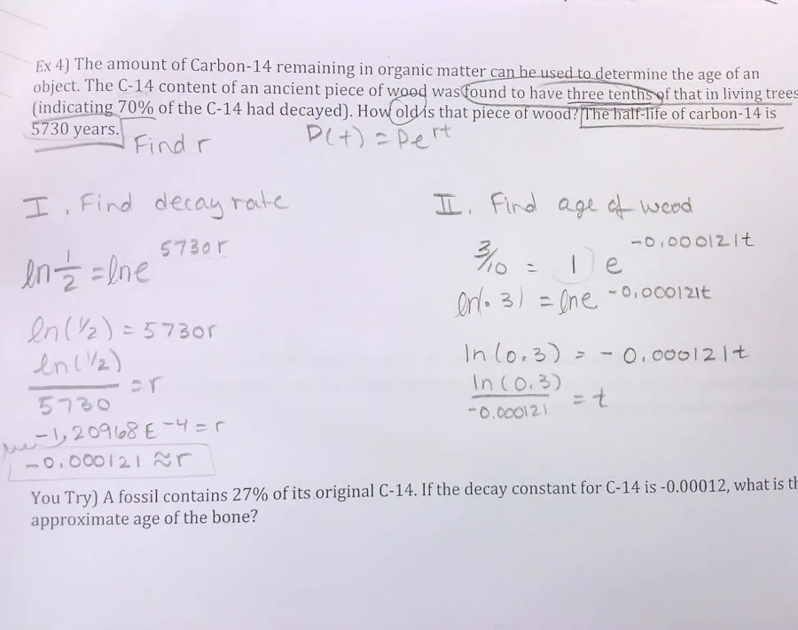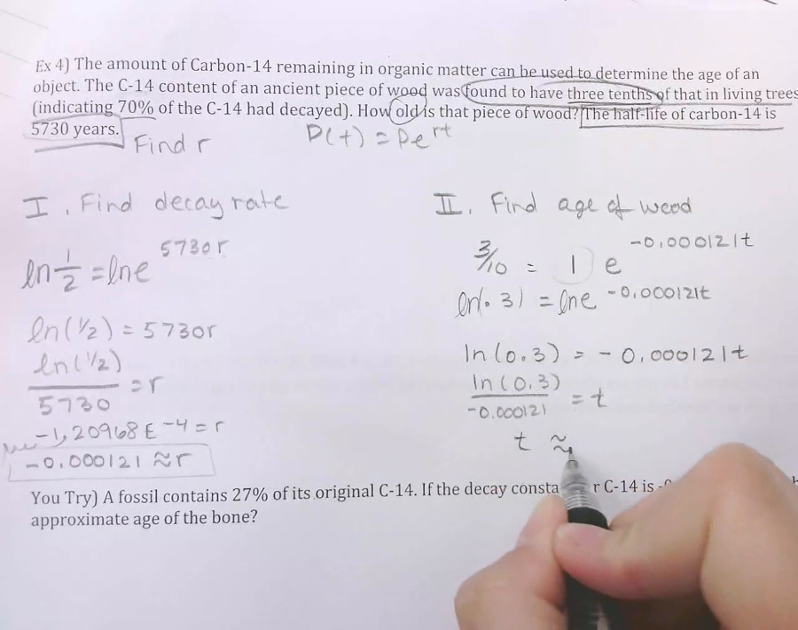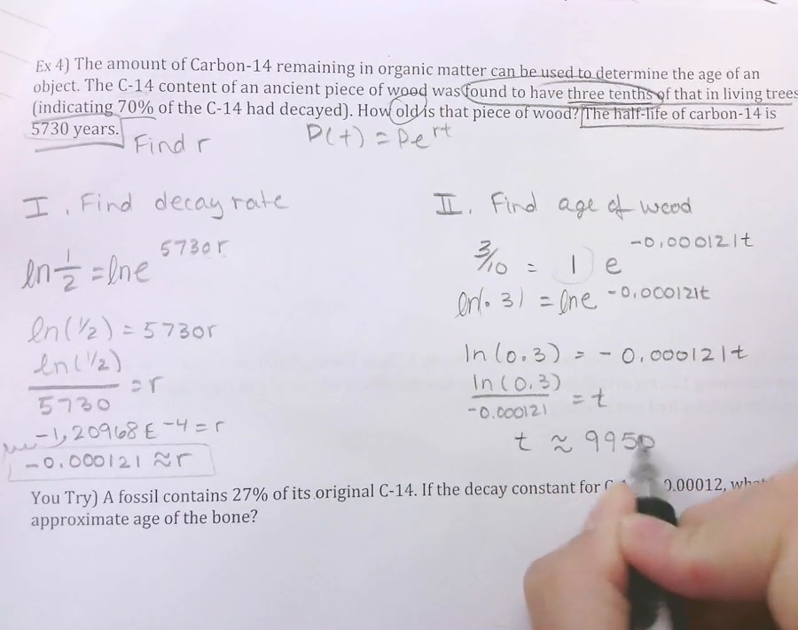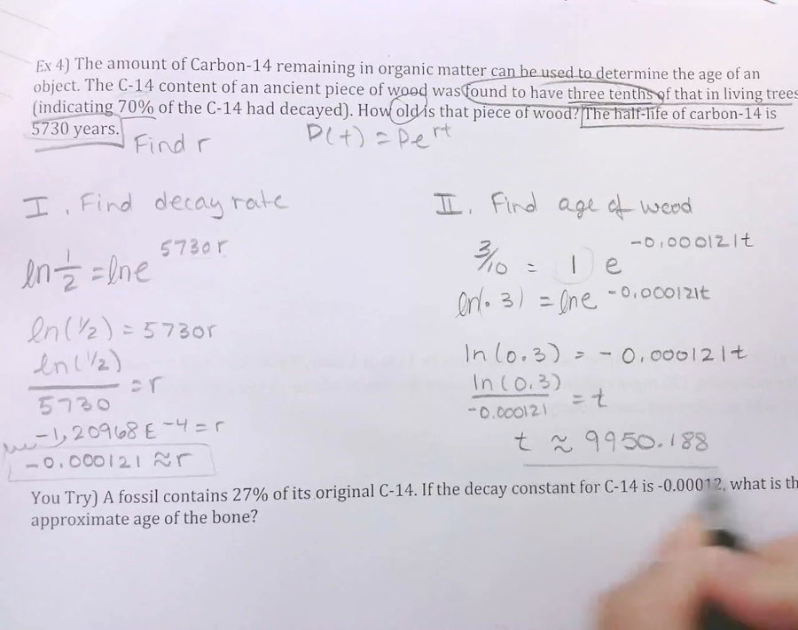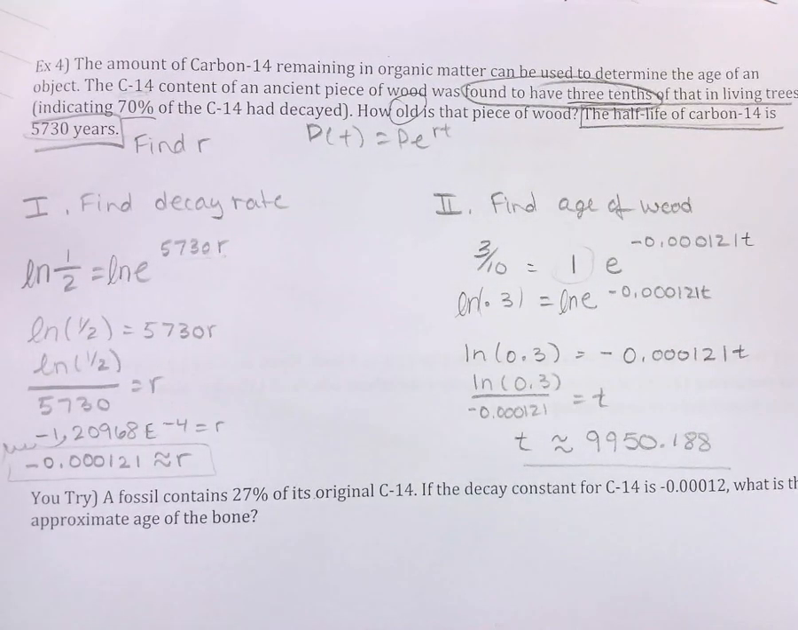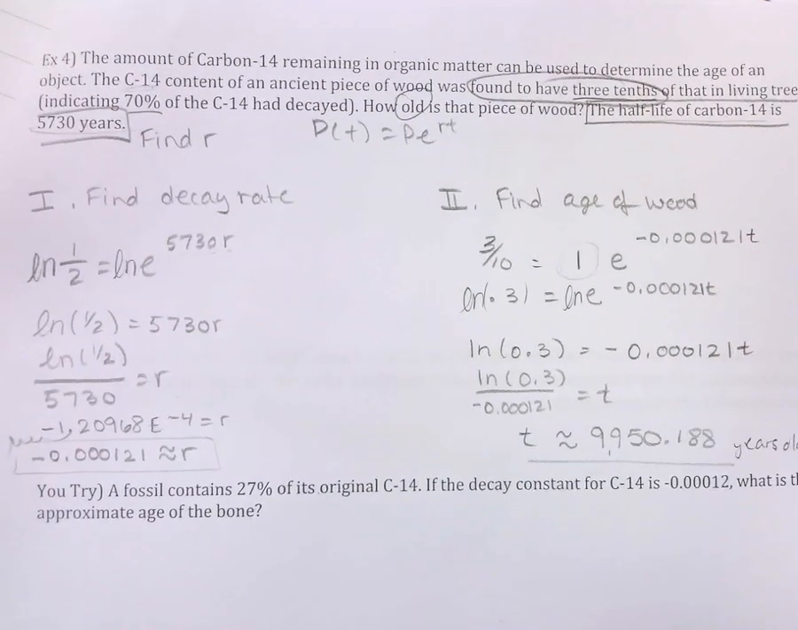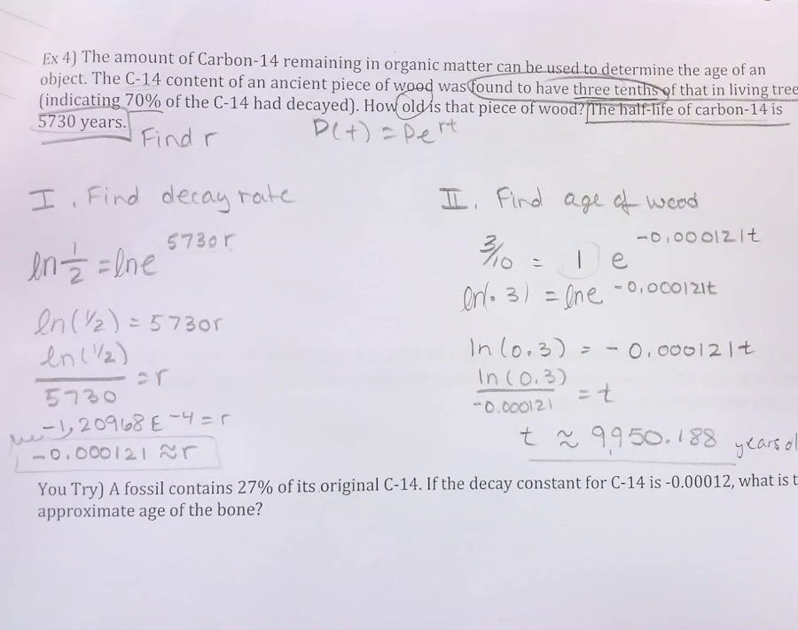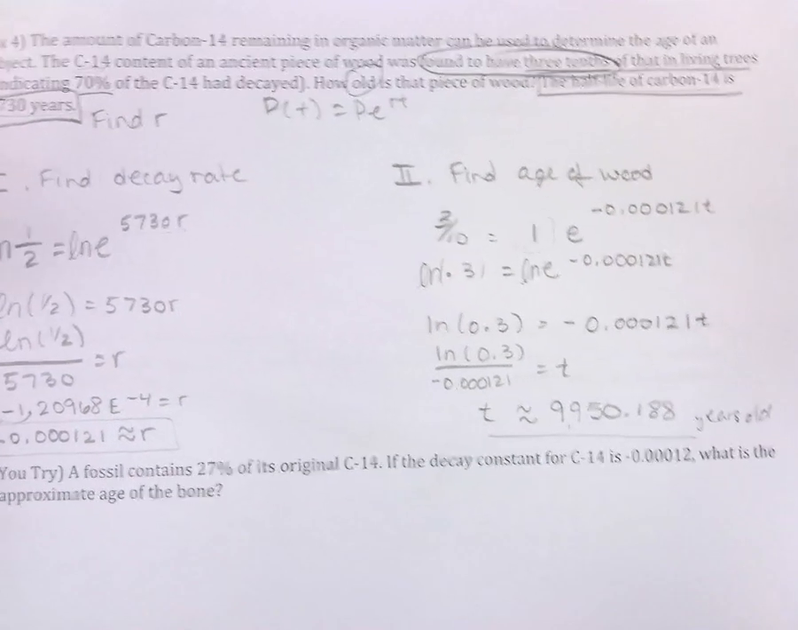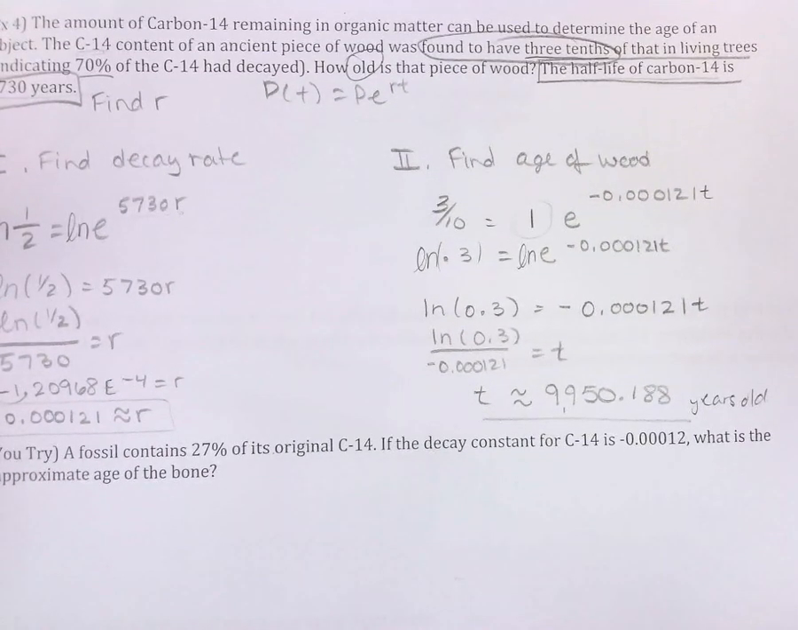I'm guessing. Don't worry, guys, I'm going to find it right now. LN 0.3 divided by negative 0.000121. It's 9,950-ish years old. So you have to remember, we rounded our rate, so this isn't going to be super accurate. The less we round our rate, the better. If we don't round the rate at all, then obviously it'll be more accurate, but we have to round at some point. So this is an estimate.